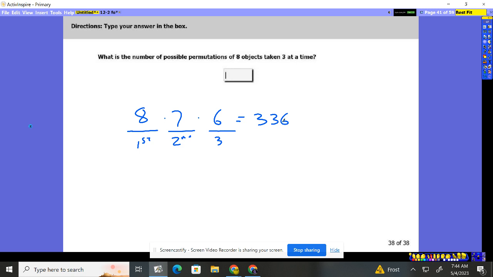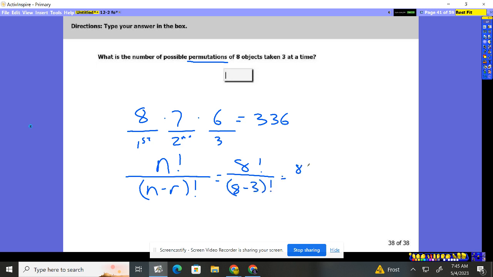Done. But, okay, permutation. There are different formulas. Your main formula, if you look at your formula sheet, is going to say something like n factorial over n minus r factorial. So we could do on the calculator 8 factorial over 8 minus r. How many do we want? R was 3, so you have 8 factorial divided by 5 factorial. You could do that on a calculator. You're going to get, guess what? 336.